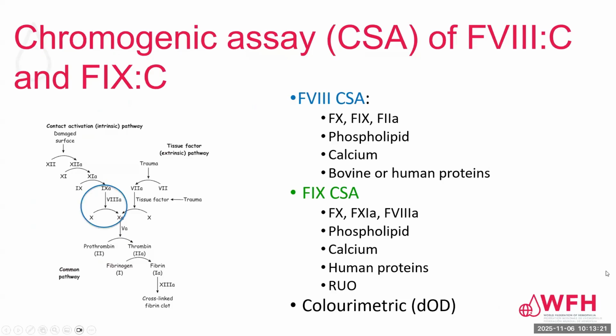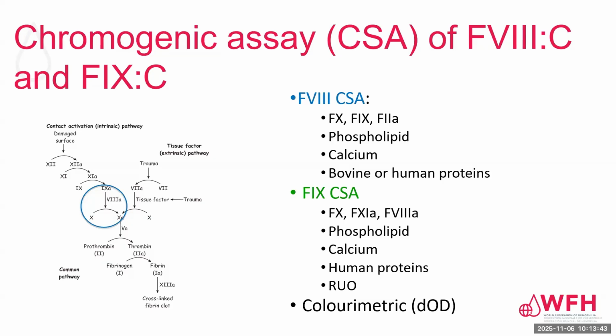The other assay that we may need to set up for measurement of factor 8 in our laboratory is a chromogenic assay. This assay has been available for use since the 1980s for factor 8, first performed in a microtiter plate, but nowadays many analyzers have the capability to perform an automated chromogenic assay.